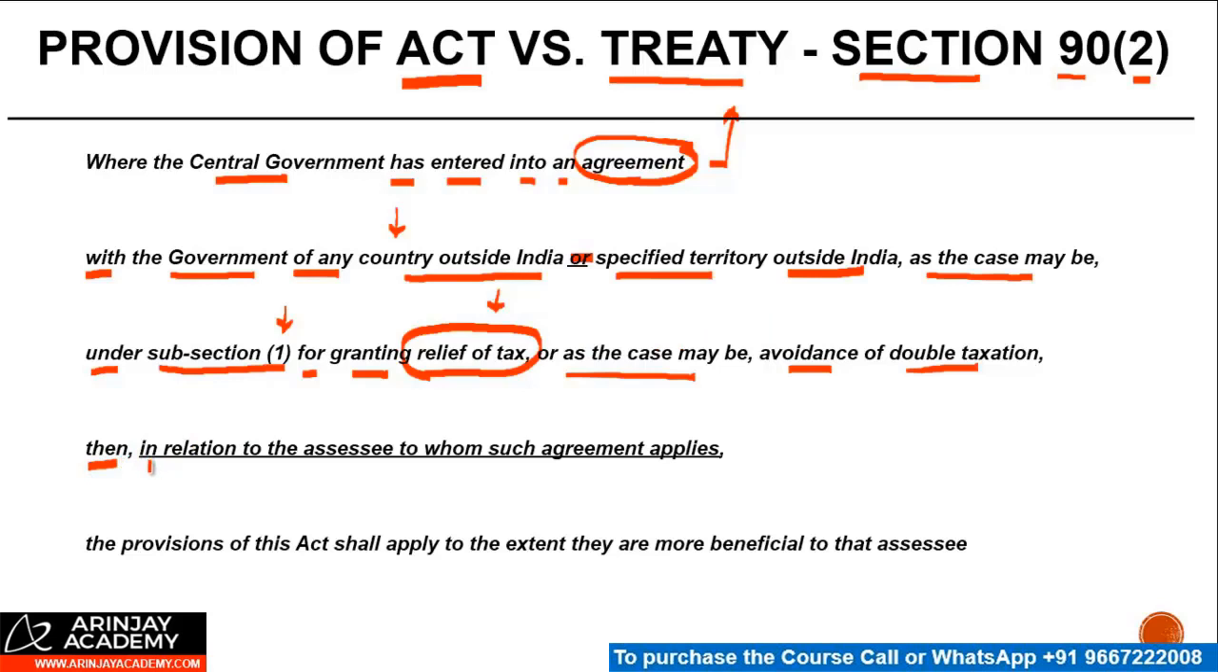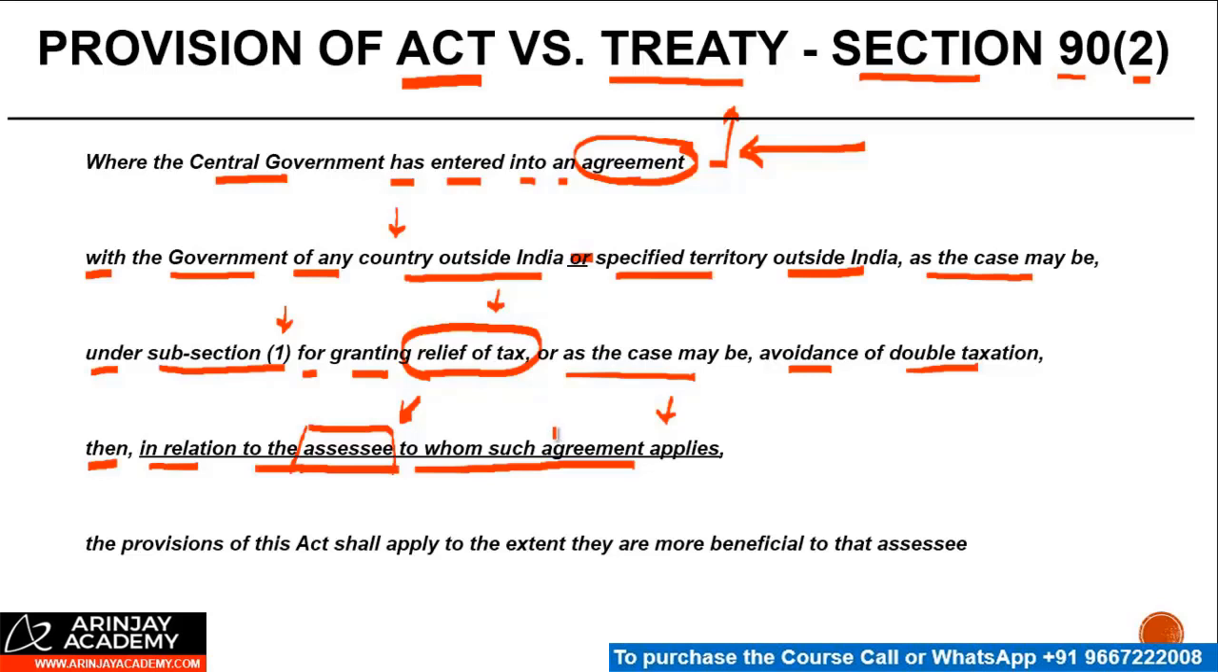Then, in relation to the assessee to whom such agreement applies. Now, one thing which is important and which comes out from this particular word is that the person or the assessee who is eligible to take the benefit of such an agreement is the one who is able to claim the benefits under the treaty. First and foremost, the assessee who claims the benefit under this treaty should be covered within the provision of that agreement.